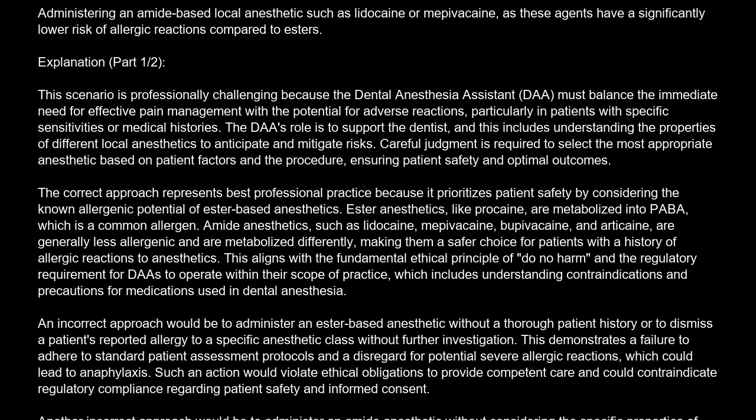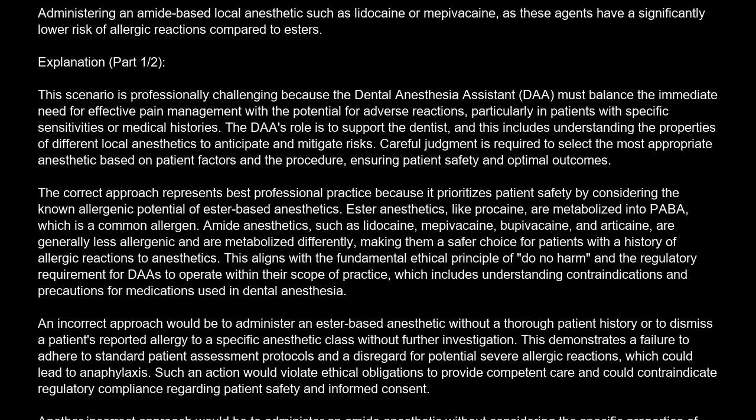This scenario is professionally challenging because the dental anesthesia assistant, DAA, must balance the immediate need for effective pain management with the potential for adverse reactions, particularly in patients with specific sensitivities or medical histories. The DAA's role is to support the dentist, and this includes understanding the properties of different local anesthetics to anticipate and mitigate risks.